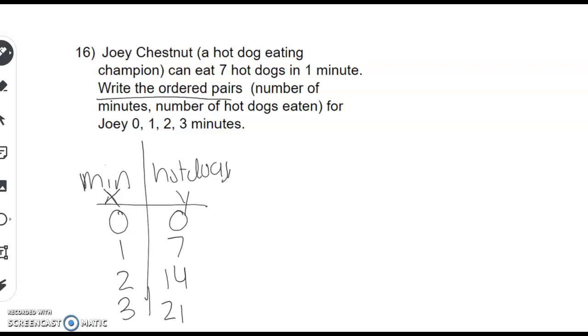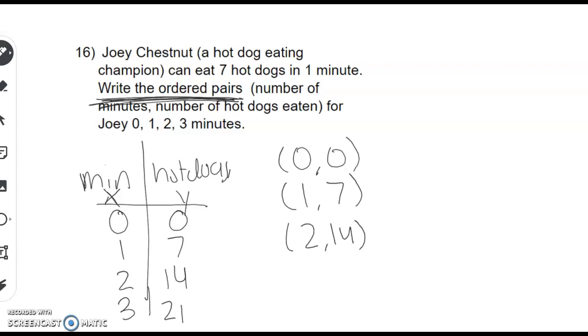They asked specifically to write these as ordered pairs. So I'm going to start with my first ordered pair, which is (0, 0). Remember that ordered pairs must have parentheses and a comma in the middle. My next ordered pair is (1, 7). We have (2, 14). And then we have (3, 21). So those are my ordered pairs.